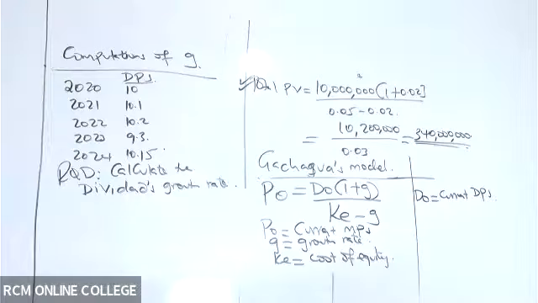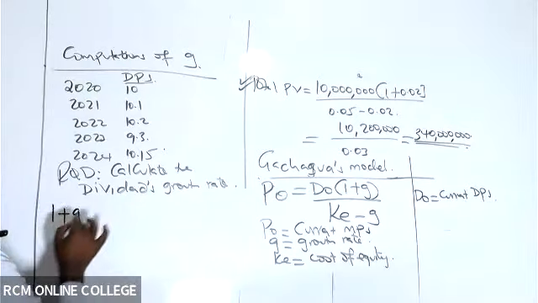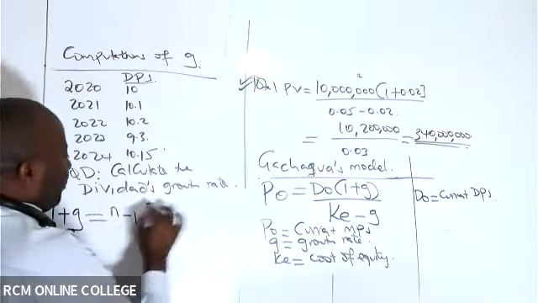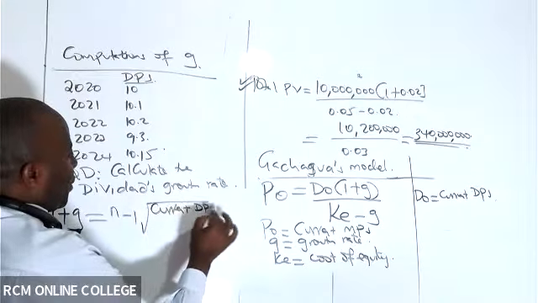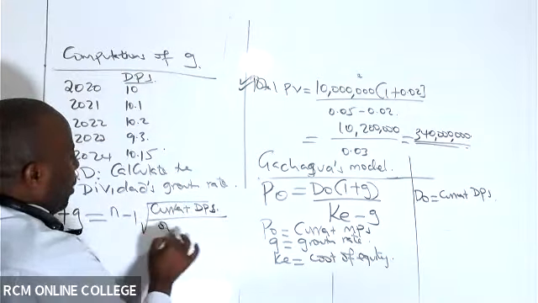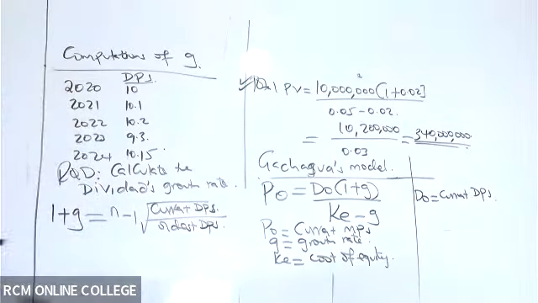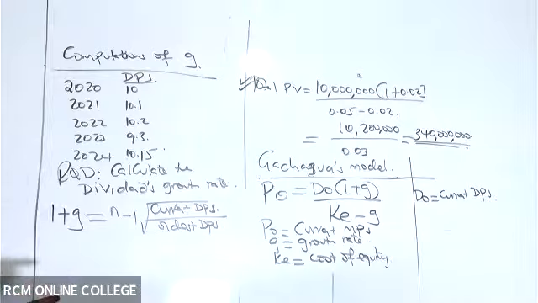So for the dividends growth rate, what we shall do is talk of 1 plus G. 1 plus G equals the N minus 1 root of the current DPS over the oldest DPS. Please, DPS stands for dividends per share. You can write that in full somewhere.